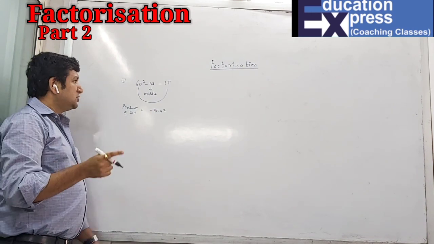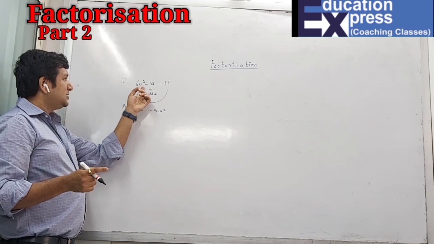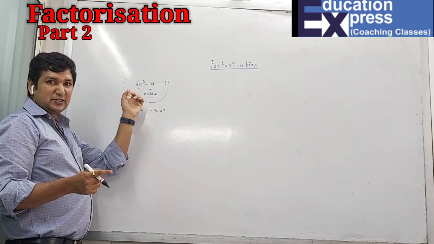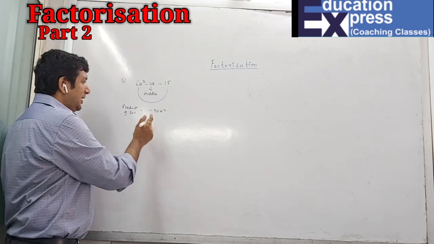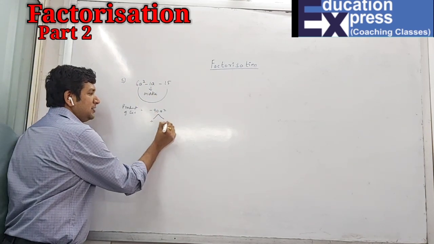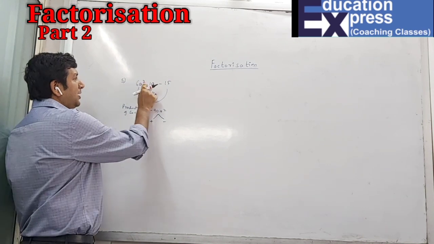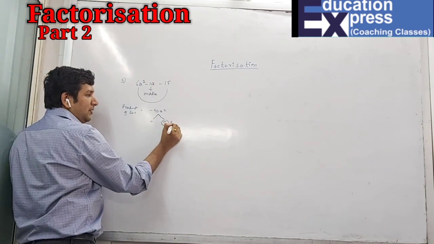Till now, in the first portion what we have done, there was no number next to the a square or the variable which was first. Here we have a number, so it's okay, we have to multiply. 15 6s are 90. Again, minus indicates subtraction, and the bigger number will get the middle term sign, which is again negative.